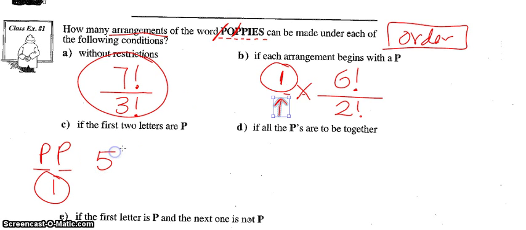You're left with just 5 letters, and you need to arrange all of them. So it's 5, 4, 3, 2, 1. So the answer is 1 times 5 factorial. D, if all the P's have to be together.